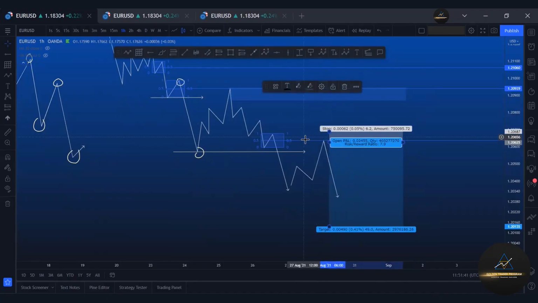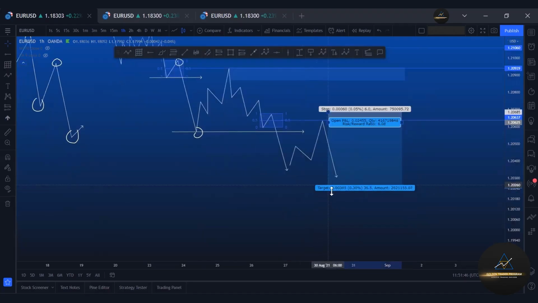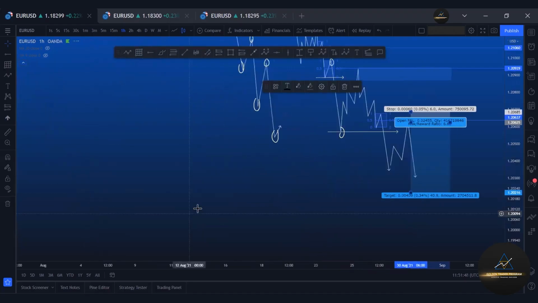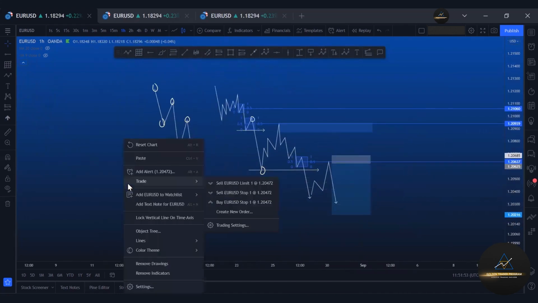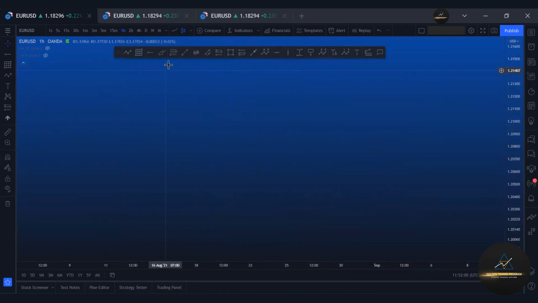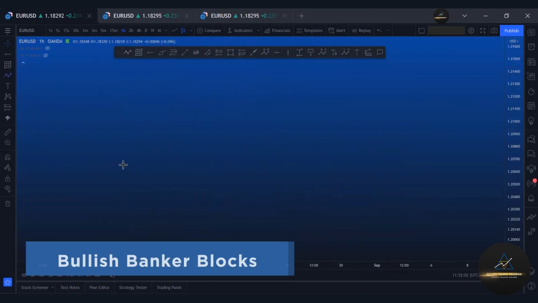Just set your order at the 50%, stop loss just above the range, and obviously your TP can be towards the next banker block to the left. So these are just examples of bearish banker blocks. Okay, now let's look at bullish banker blocks.